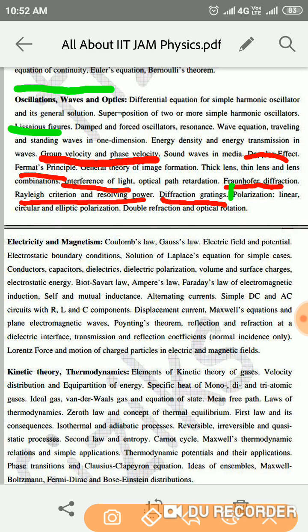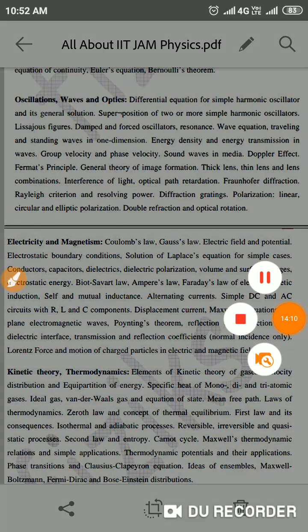wave optics is polarization. This is the favorite topic which is asked every year from optics. Polarization, you have to study it very carefully. You cannot afford to leave this topic. This is a very important topic of optics. So that was all from the syllabus of oscillation, waves, and optics.